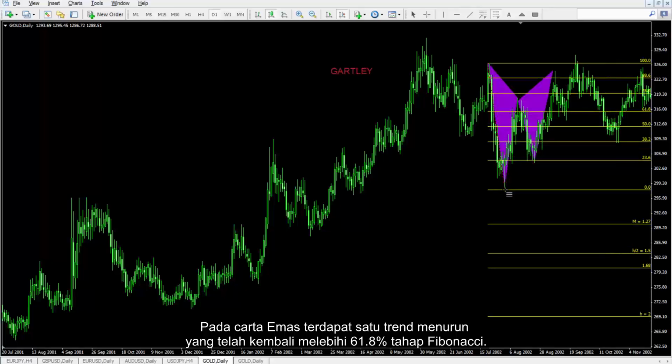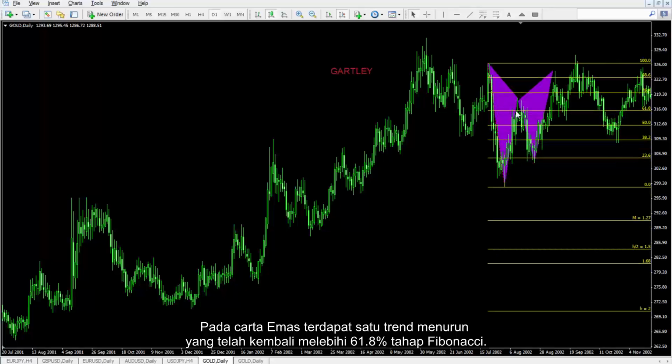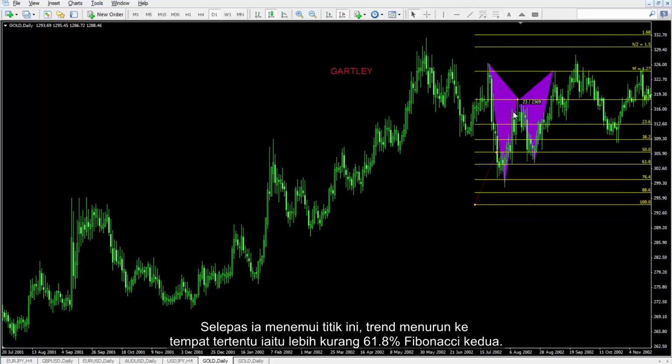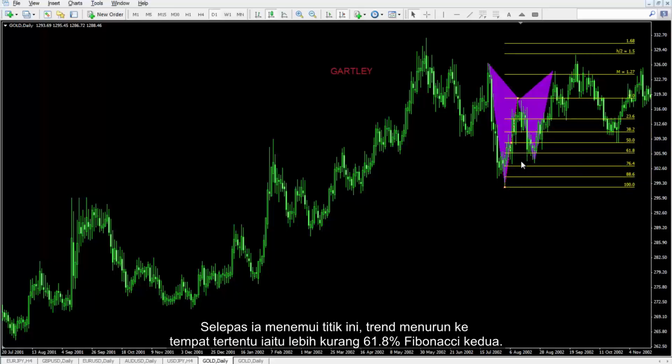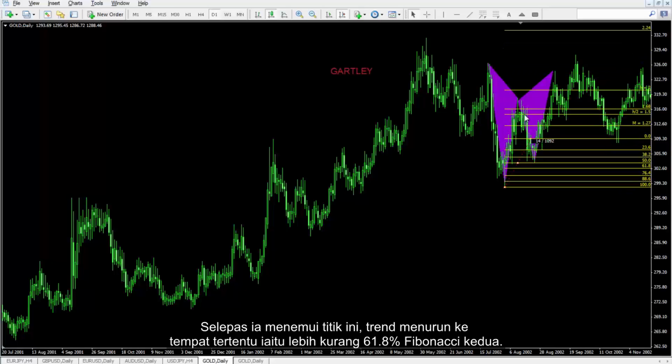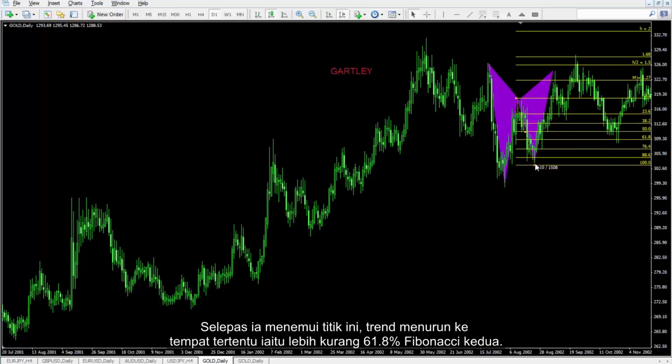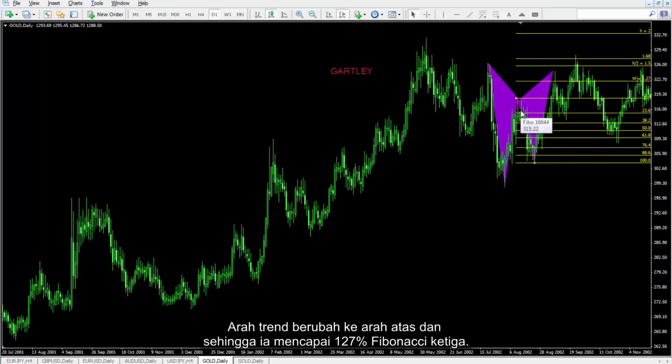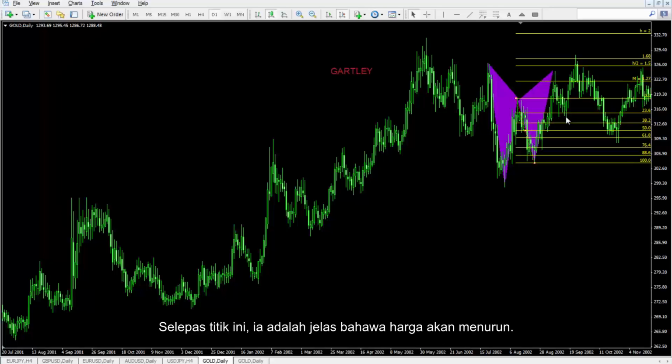On the gold chart, there is a downward trend that has returned over 61.8% of the Fibonacci level. After it has met this point, the trend declined to a certain spot which is around 61.8% of the second Fibonacci. The trend direction changed towards the top until it reached 127% of the third Fibonacci. After this point, it was apparent that price would decrease.